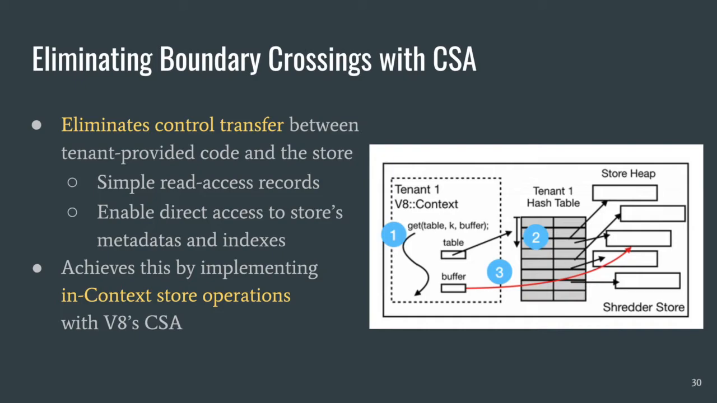And so that's a good way to let all the consequences of zero copy access get resolved by this. And so it achieves this by implementing in-context store operations with V8's CSA.